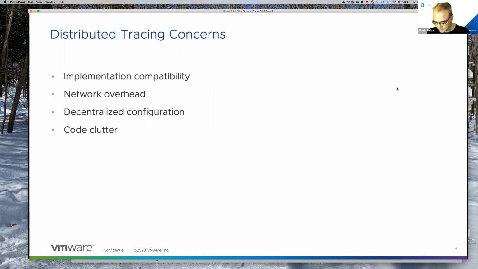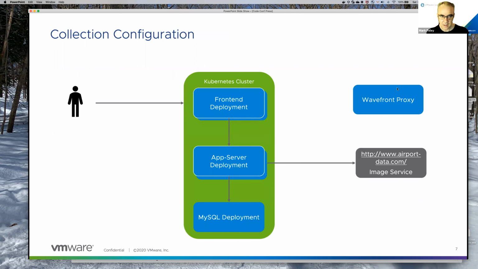So let's go through these things one by one. So I'm going to look at a slightly different application. Again, this is a Kubernetes application. It's a web application. There's a couple of components there, as well as a MySQL database, and it also calls out to a third-party web service.